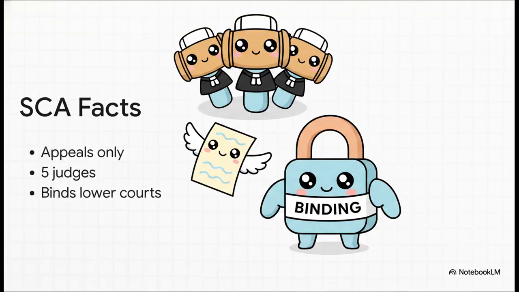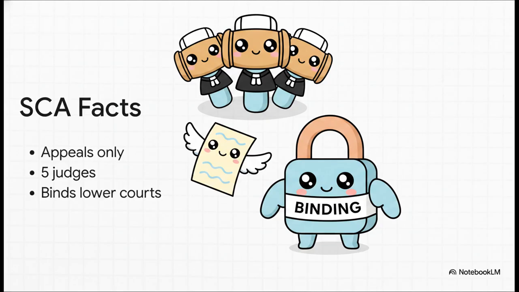Notice that term quorum on here? That just refers to the minimum number of judges required to officially hear a case. For the SCA, that usually means a quorum of 5 judges of appeal. For the exam, you need to tattoo this on your brain. The SCA is never a court of first instance. I mean, the word appeal is literally right there in its name. It only hears appeals from the High Court.